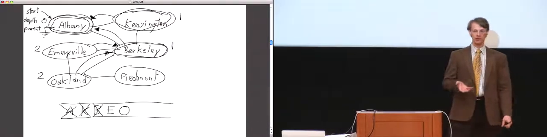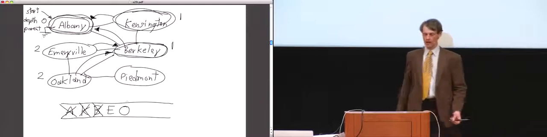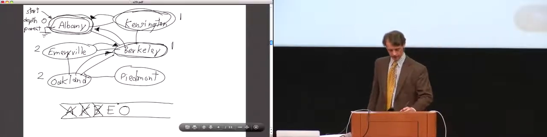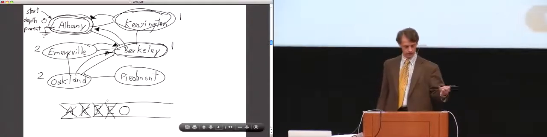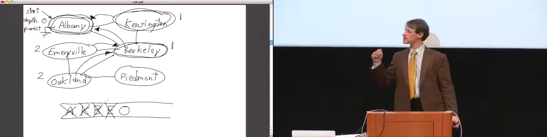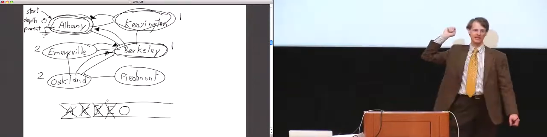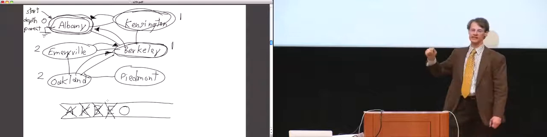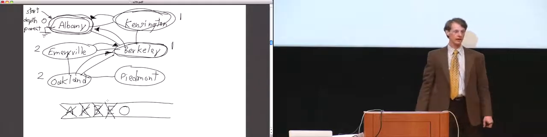Now we're done with Berkeley. We visited all of its neighbors. We go pick another thing off the queue. Emeryville comes off the queue. We check its neighbors. Has Berkeley been visited? Yes. Has Oakland been visited? Yes. We're done with Emeryville.